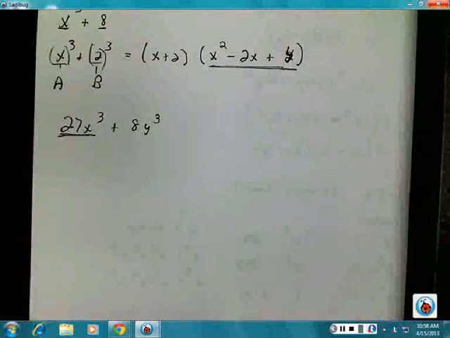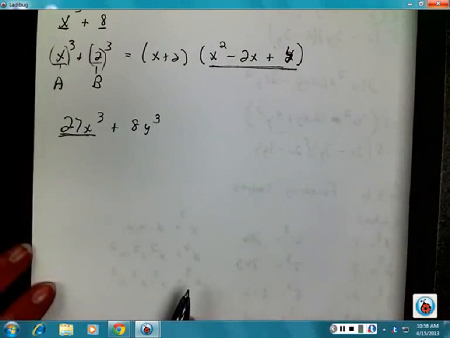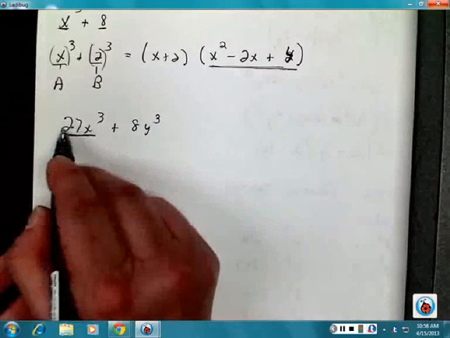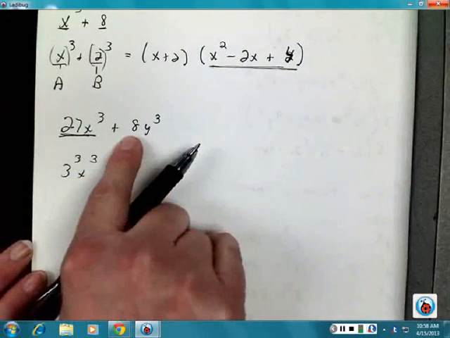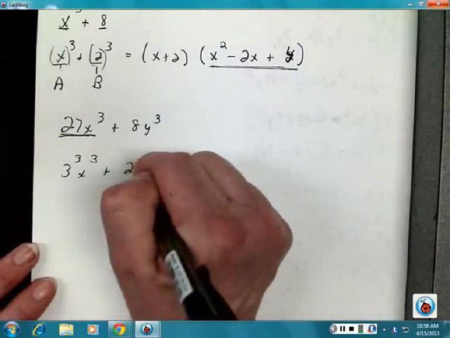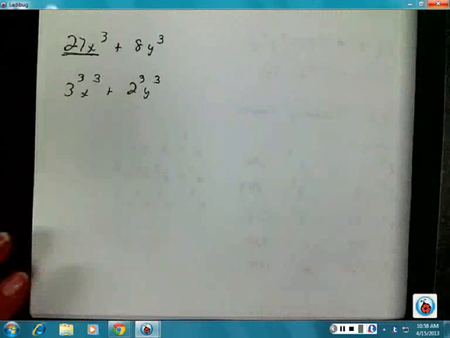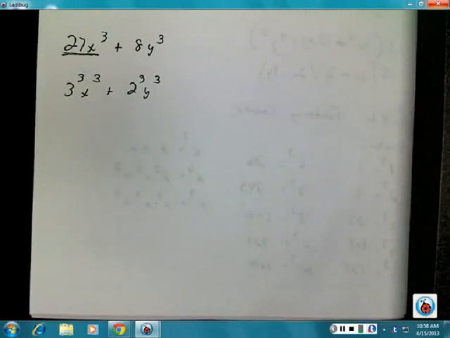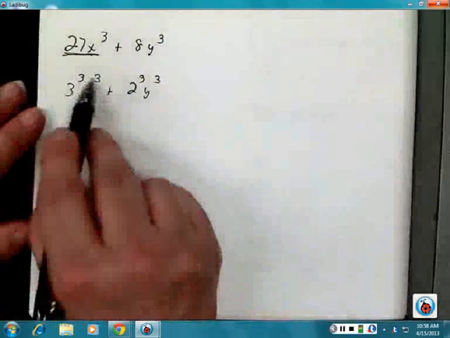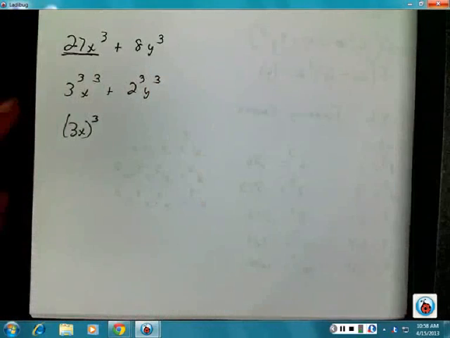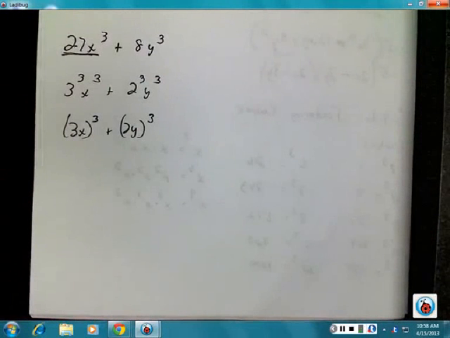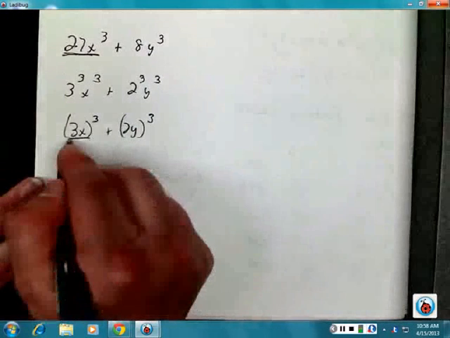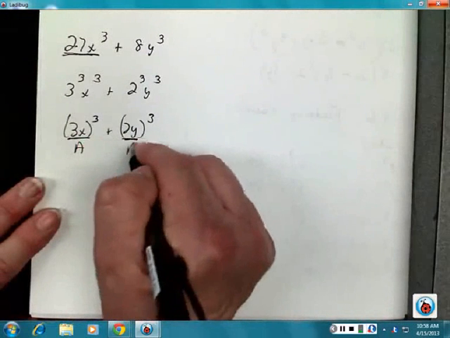Okay? What number is that, Barney? Math, number 4. So 27 is 3 cubed, and x is cubed already. What's 8? 8 is 2 cubed, and y is already cubed. We okay so far? All I'm doing is breaking them down to their bases, so I want to know what their base happens to be. So what's my a? Because both of these are cubed, 3x cubed is the first one, plus 2y cubed is the second one. This is my base, that is my a, and this is my base, and that's my b.